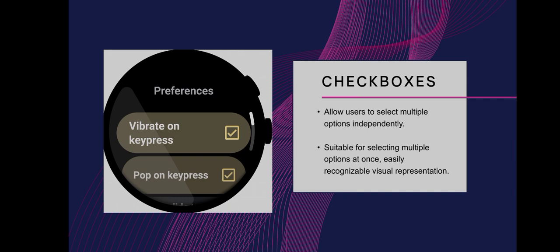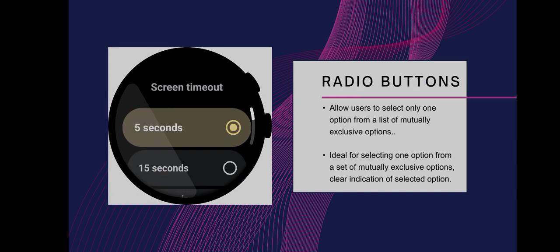And now let's see what is radio buttons. So radio buttons are completely opposite to the checkboxes, and it is also easily recognizable, and it is in circle shape. Checkboxes are in square shape and radio buttons are in circle shape. And in this, as I said, checkboxes are completely opposite to the radio buttons.